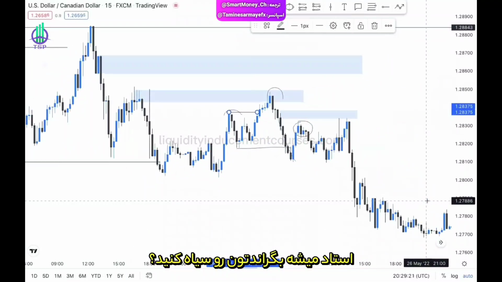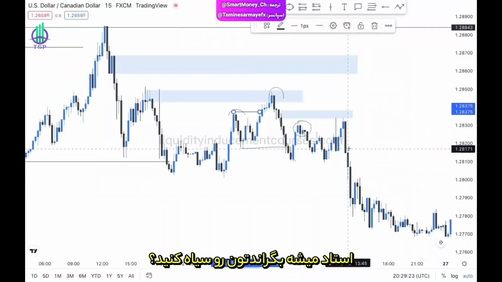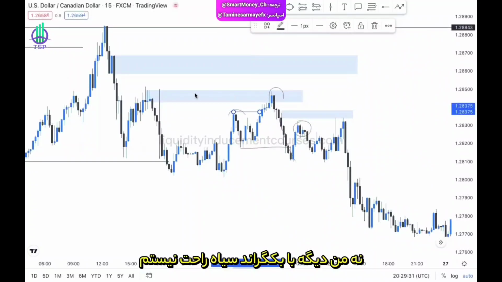Boss, please, can you change to your black background? What did you say? Can you please switch to your black background? No, I'm not comfortable on the black background anymore.